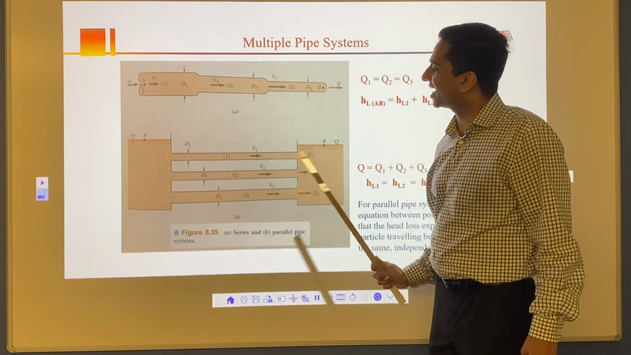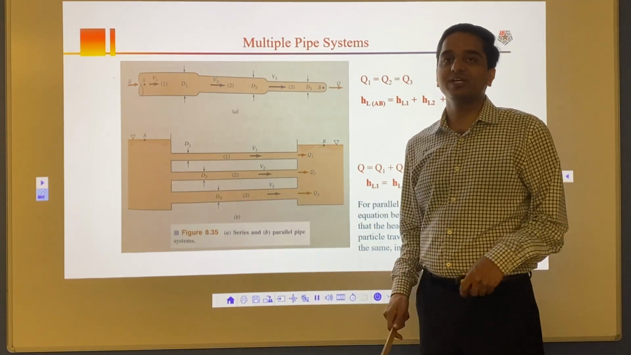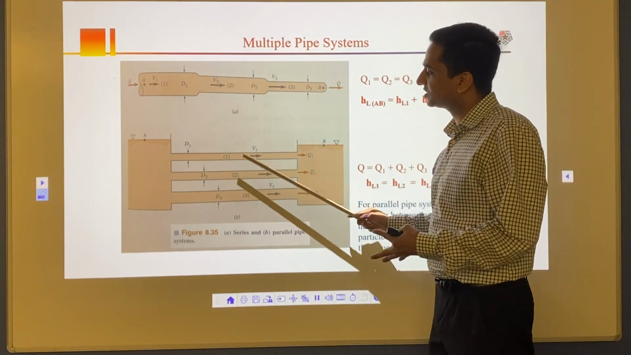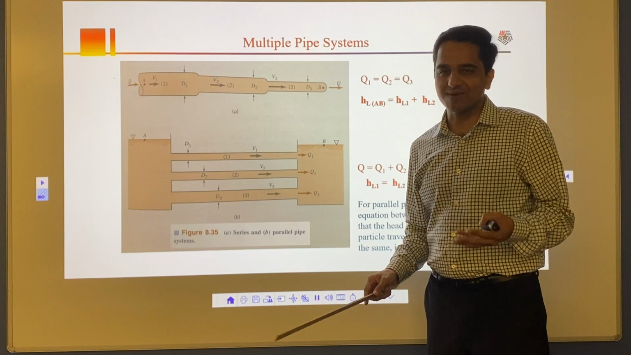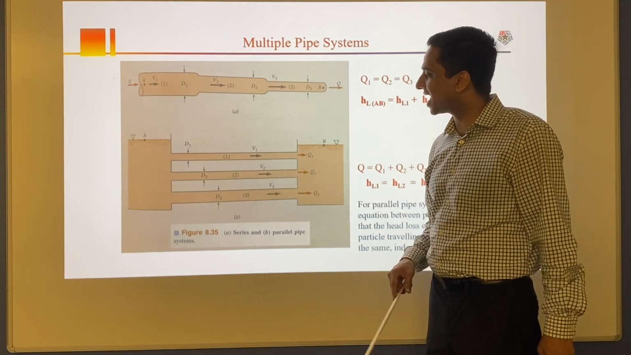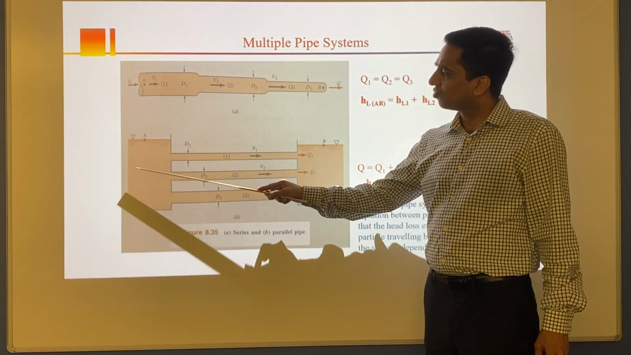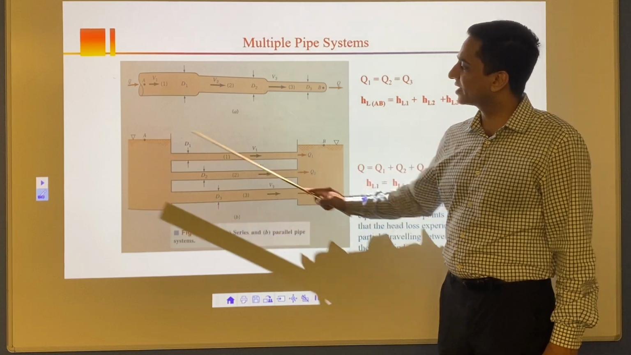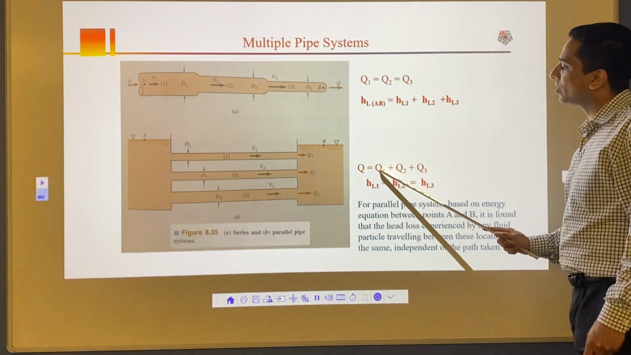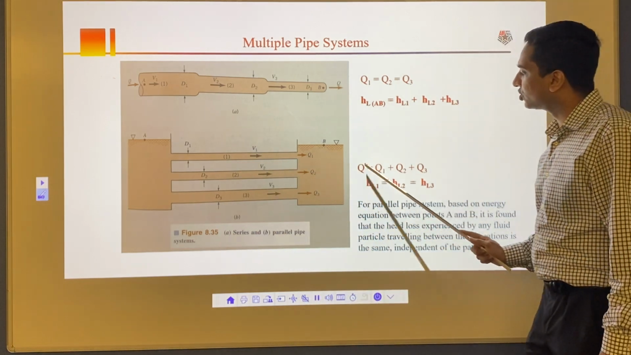If it is parallel pipe flow like this one, here we have large tanks, tank A and tank B, and we have three different pipes going from A to B. We assume these pipes have the same length and same material, but the diameters are different. So 1, 2, 3 have different diameters. In that case, the total flow rate from tank A to tank B is the sum: Q1 plus Q2 plus Q3 is the total flow rate.